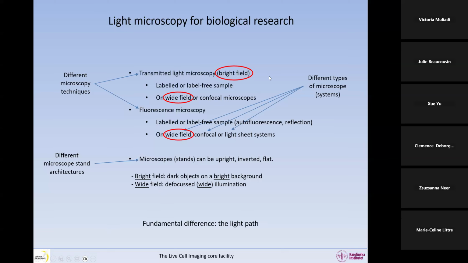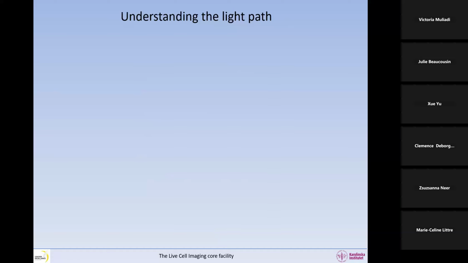So what is the difference between all this transmitted light, fluorescence, and the different types of microscopes and all this? It is the light path. So we're going to talk a lot about light path today. Understanding the light path always starts with the light source. And then we have the optical elements, and then we have the sensor. So it always starts with the light source and it ends with the sensor. And in between, lots of optical elements.